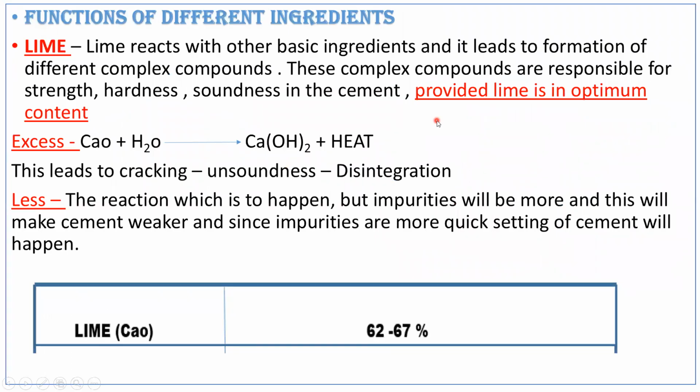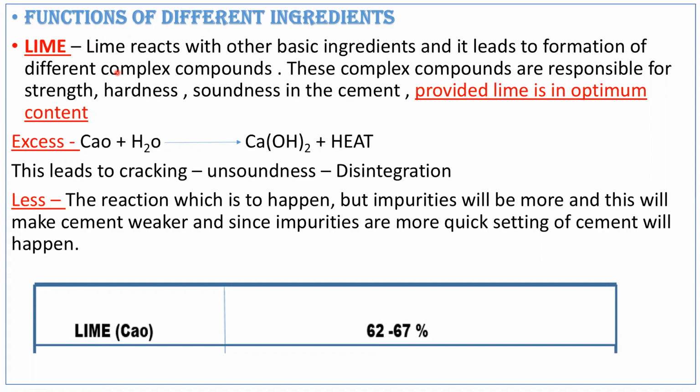Now coming to the functions of this. So what are the functions of all these things, right? We have taken lime, we have taken alumina, we have taken silica and all. What actually are they going to do for the cement? We need to understand that. The first is about the lime. So this lime reacts with the other basic ingredients and it leads to the formation of different complex compounds, right? See, lime alone cannot do anything. We already saw that, because if you take lime alone, it's not going to react with anyone. It will take a long time for the setting.